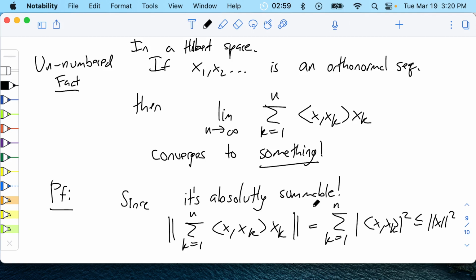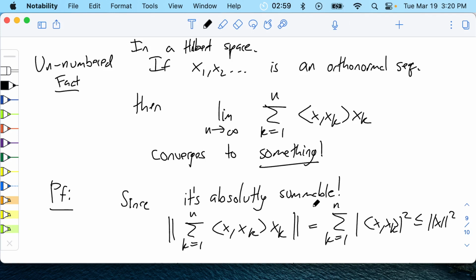And in a Hilbert space, every absolutely summable sequence is also Cauchy, and all the Cauchy sequences converge. So we've proven it can't blow up in norm, and therefore it has to converge to something in the Hilbert space. If you weren't in a Hilbert space, it could be that it's always bounded, but it goes to some weird point that doesn't exist in the space, like in the rationals. But if you have no holes in your space, then it's got to be something. Okay? So it converges to something.